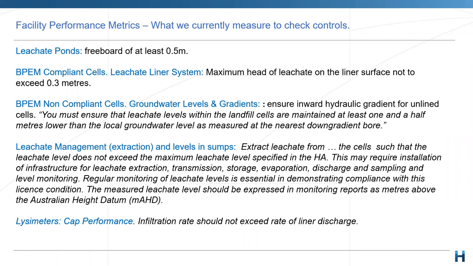When we're talking about cells that may have been constructed prior to BEPM being in place or are not compliant with BEPM, we talk about different controls. We talk about using groundwater levels and groundwater gradients to ensure that we don't have pollution flowing off-site. What does that mean? A groundwater gradient is the slope of the groundwater. So if you maintain a level of leachate in your landfill lower than the surrounding groundwater level, then the theory is that the groundwater will flow towards that lowest point and therefore back in towards the landfill. So you won't have leachate migrating offsite, which is just good common sense.